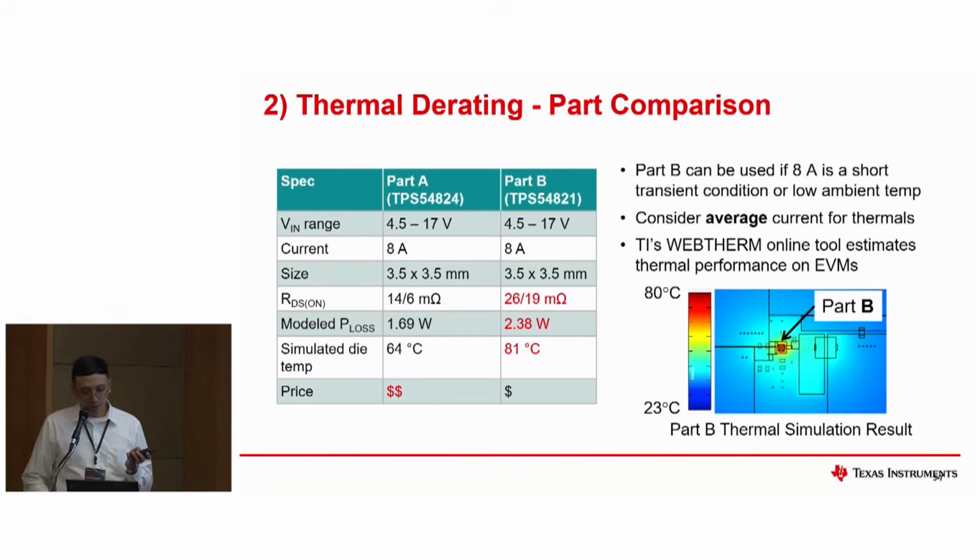So in terms of the part that you select, you should consider what the average current is. Both parts can support 8 amps, but if your application requires 8 amps continuous, then you should choose the lower RDS on part. But if it just peaks at 8 amps for a short time and usually operates at less than 8 amps, then you could possibly use part B. Those are some considerations you should keep in mind.